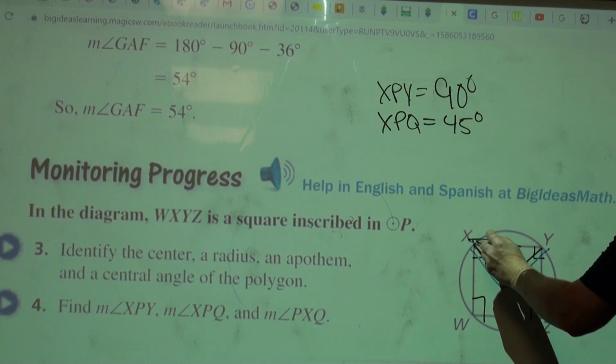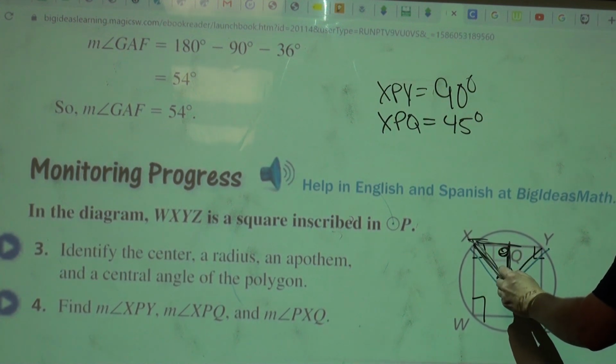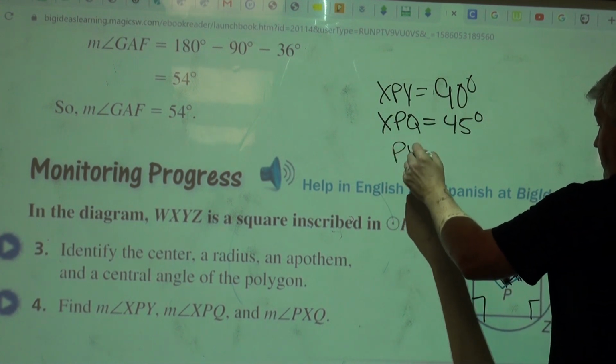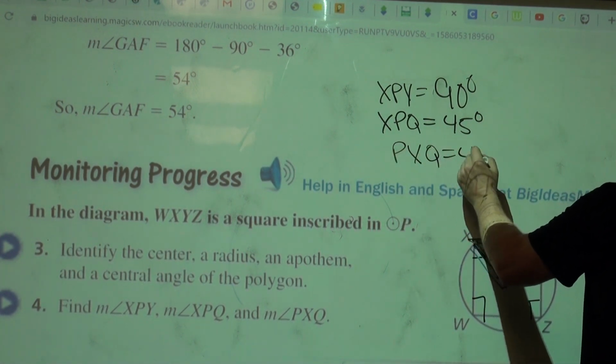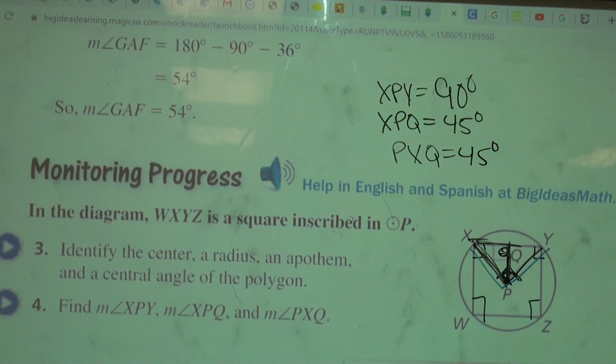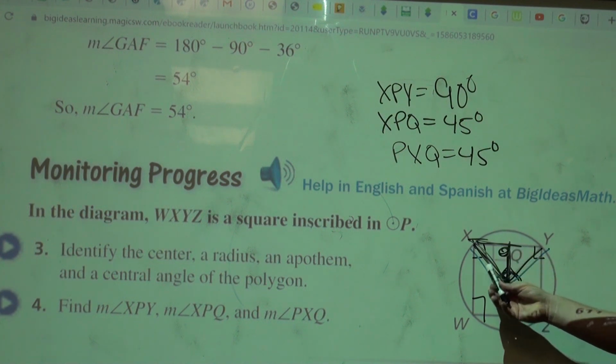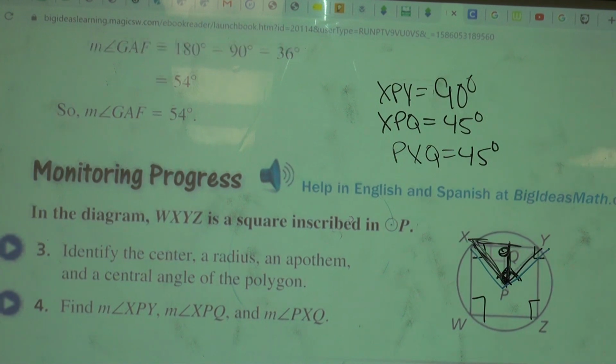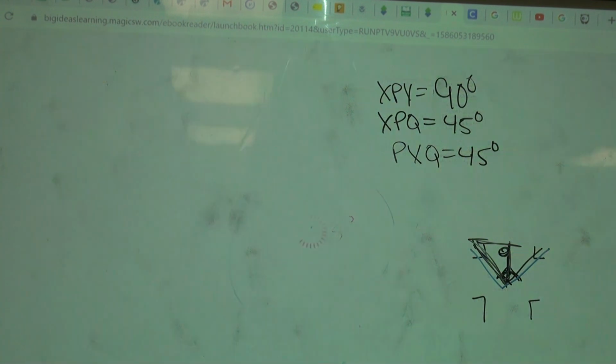PXQ. If this is 90 and this is 45, then the other one also has to be 45. Okay? It is an isosceles right triangle, 45, 45, 90. And of course you remember that means that this is 1, 1, square root of 2. Okay, let me see, is that it? That I want to go over with you, I believe so.